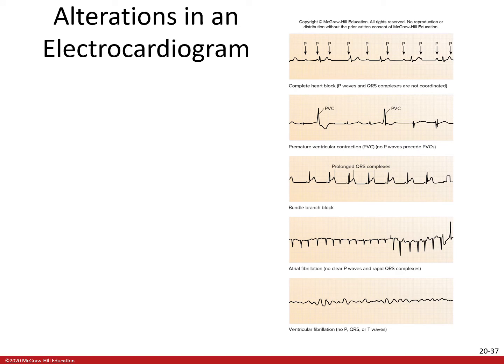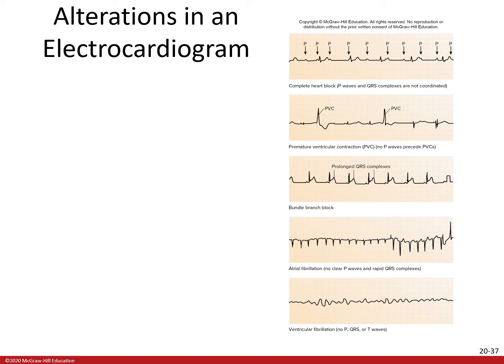Here we're going to have a few alterations that we can see in electrocardiograms. Some of these are kind of interesting, looking and reading electrocardiograms. The first is going to be a complete heart block. This is where our P waves and QRS complexes are not going to be coordinated. And you can see all those P waves popping up. It's just completely uncoordinated, not a good thing.